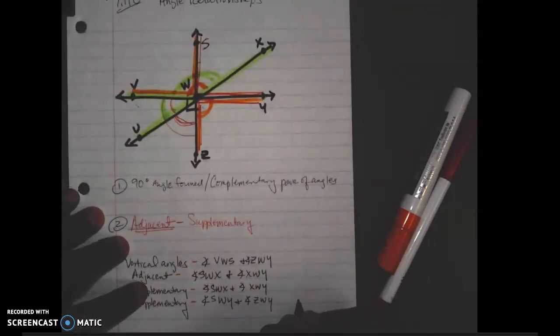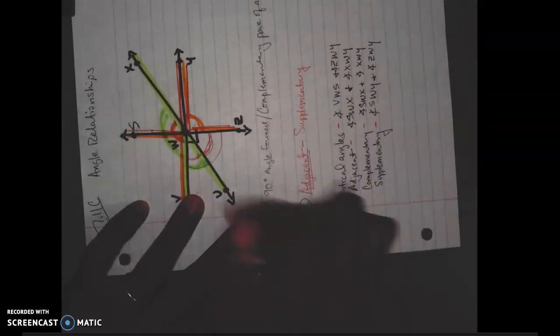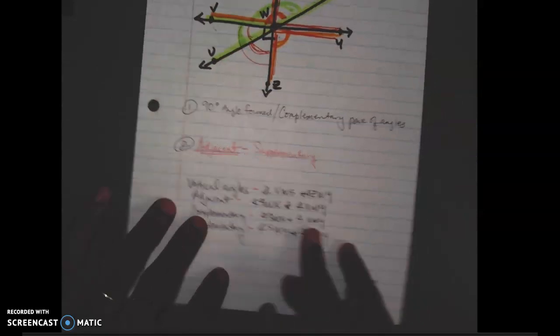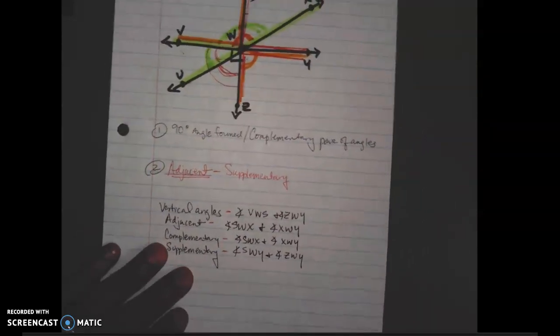Okay, these are two supplementary angles because together they are along a straight line, also known as a straight angle, so they form 180 degrees. All right, let's go ahead and move over to the second part.